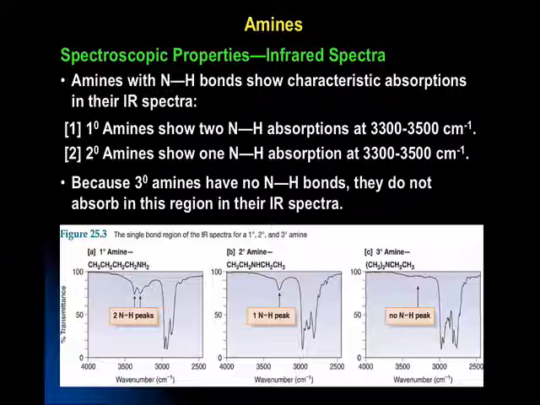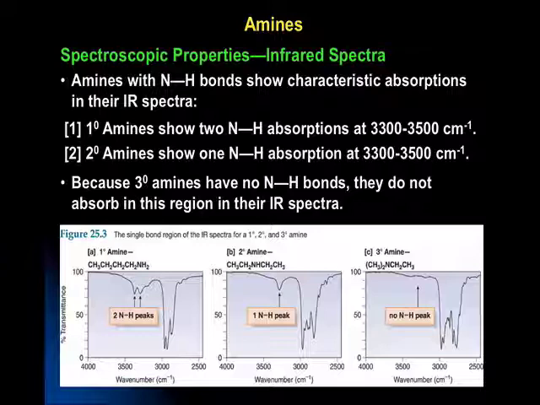Because there are 2 ways that these can stretch. I can stretch both hydrogens at the same time, and that gives 1 peak, or I can do what? I can have what's called an asymmetric stretch, where 1 hydrogen is coming in while 1 hydrogen is going out, or I can have both hydrogens going out and in at the same time. Those are 2 different frequencies. So you will see a doublet.